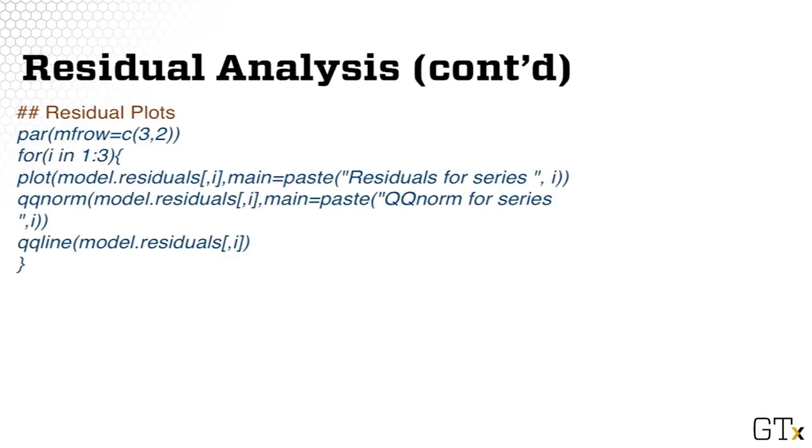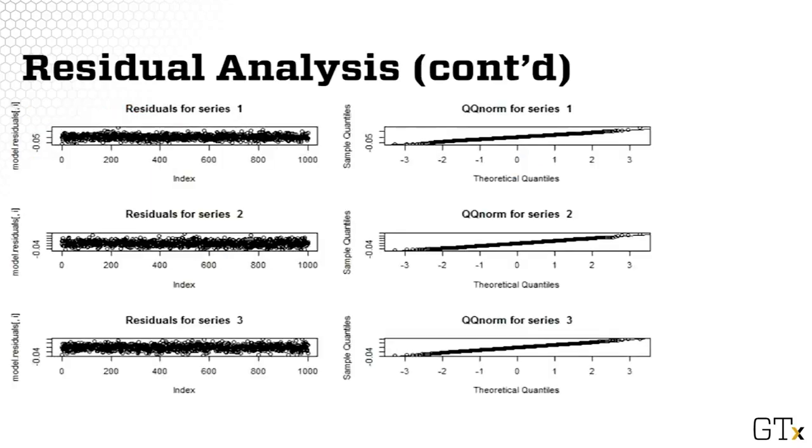Here I'm looping over i from 1 to 3 and plotting the residual plot and the normality probability plot for the residuals of each of the three regressions of each of the three time series. Here are the plots. There is no departure from constant variance or normality, as also provided by the testing procedure from the previous slide.